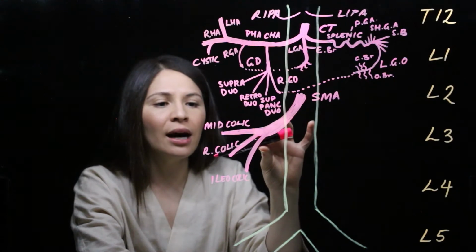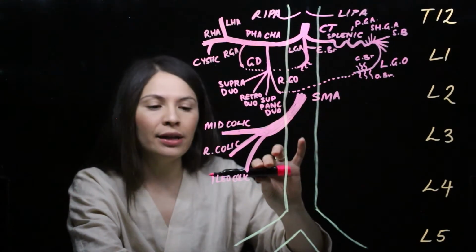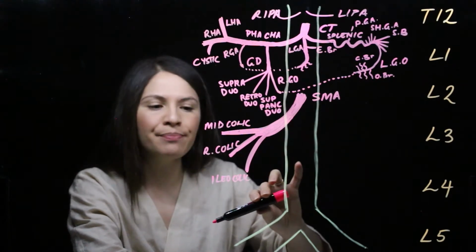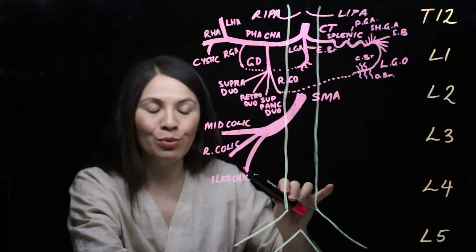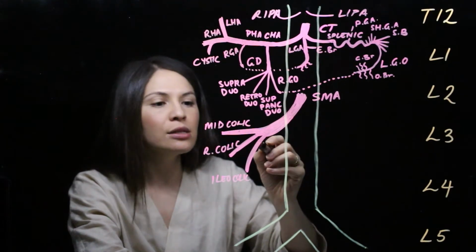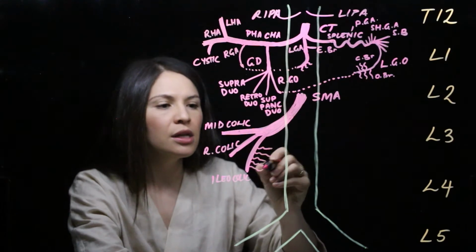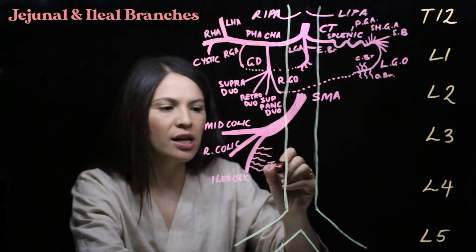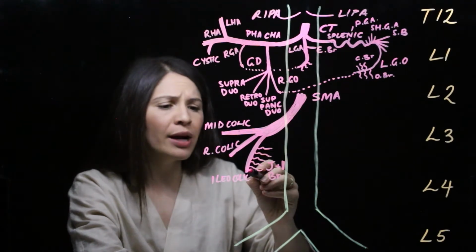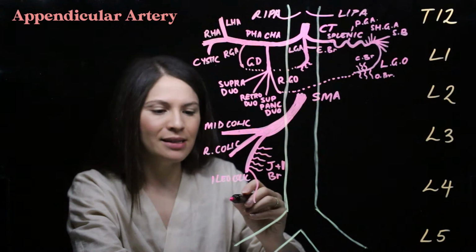The right colic artery is going to supply the ascending colon. The ileocolic is going to supply the cecum, surrounding structures, and the majority of the small intestine. So the ileocolic is going to give off a lot of little branches, which are your jejunal and your ileal branches. So I'll say jejunal, J and I. You will also have a branch coming off the ileocolic, which is the appendicular, going towards the appendix.